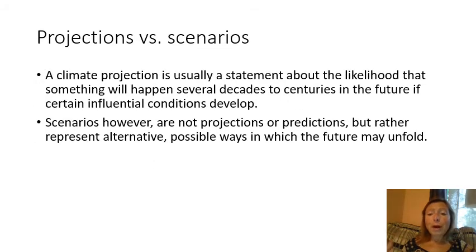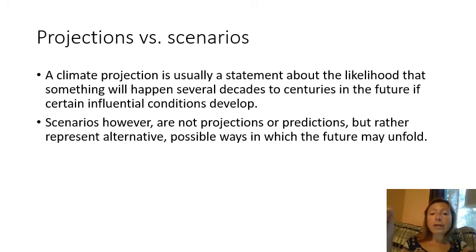So as we are talking about the SRES and RCPs and also the AOGCM scenarios, it's really important to understand the difference between projections and scenarios. So the climate projection is usually a statement about what is likely to happen several decades to centuries into the future under certain conditions, right? We can ask the model about what is going to happen, let's say, if we have 500 parts per million of carbon dioxide, what kind of climate system we are going to see.